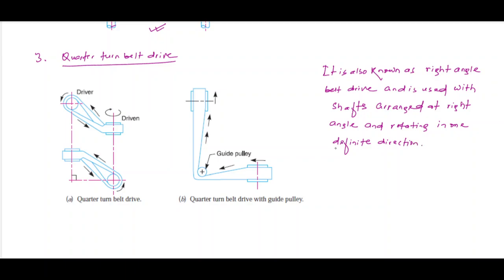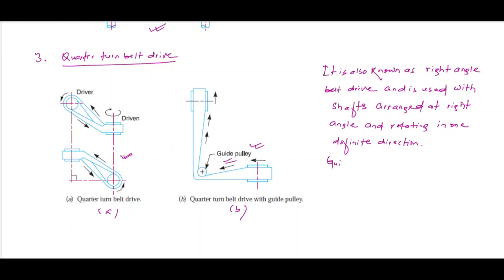So in case the pulleys cannot be arranged as shown in this figure A, this is A, this is B, or when the reversible motion is desired, quarter turn belt drive with guide pulleys are used. Guide pulleys are basically used when the pulleys cannot be arranged as in case of A, and when the reversible motion is desired, in that case we need a guide pulley. Remember this.